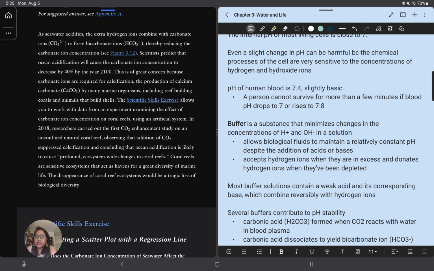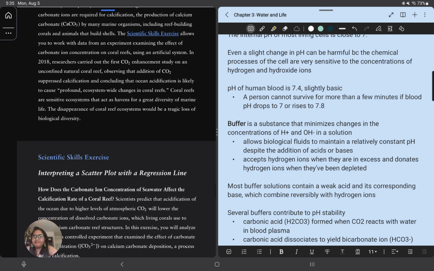Coral reefs are sensitive ecosystems that act as havens for a great diversity of marine life. The disappearance of coral reef systems would be a tragic loss to biological diversity.